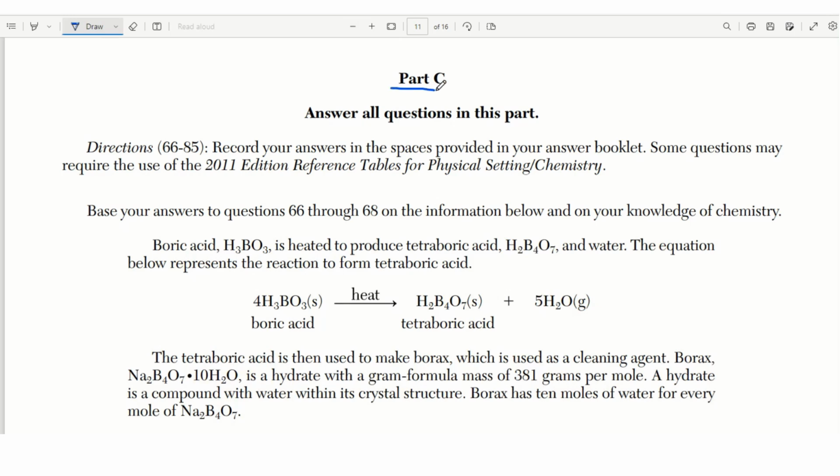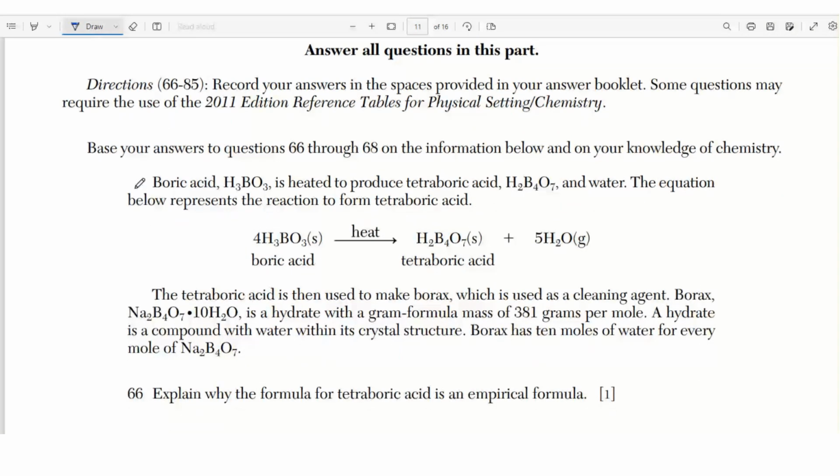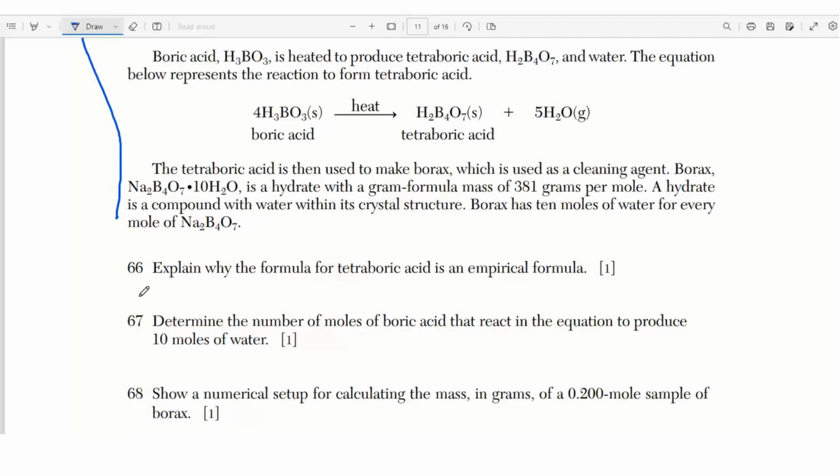All right, we are on to part C, the last section of the exam. This section would have the hardest written questions. All right, but again, I'm going to be consistent and skip the reading and go to the question. So it says, explain why the formula for tetraboric acid is an empirical formula. So here, right here, tetraboric acid, right?